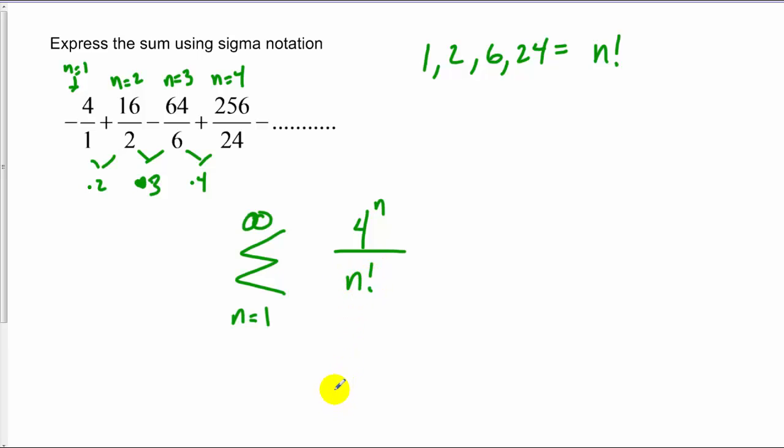And now the problem I have is I need a negative on my first term. So in order to get that negative, I'm going to multiply this fraction by -1 to the n power. Because what that'll do is it'll make my first term negative. My second term is going to be squared, so it makes it positive. Third term cubed negative. Fourth term, etc., etc.